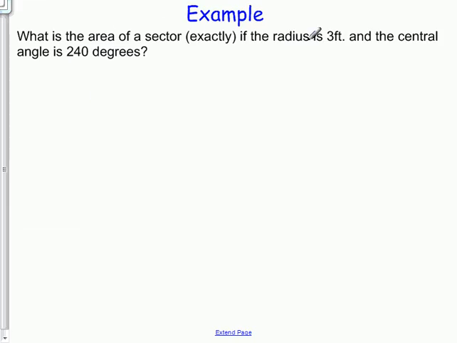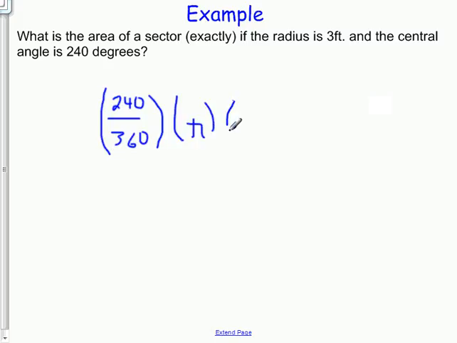So we have the area of a sector, the radius is 3 feet, central angle is 240. So I have 240 degrees out of a total possible 360. That's our ratio. Times the area of the circle, which is pi times our radius, which is 3, squared. So here, 6 goes into both of these. 60 goes into 240 4 times. It goes into 360 6 times. Pi, and times 9. Oops, that's not supposed to be an equal sign. That's supposed to be multiply.